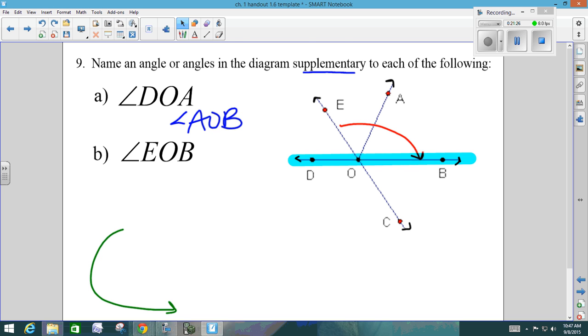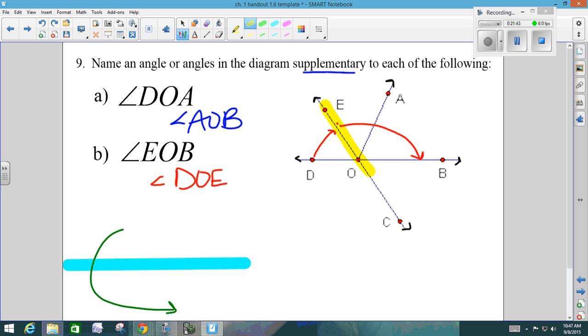Clean? DOE. DOE would connect that angle and I could create that blue line. So angle DOE is supplementary to EOB. Is that the only straight line in this picture? No.